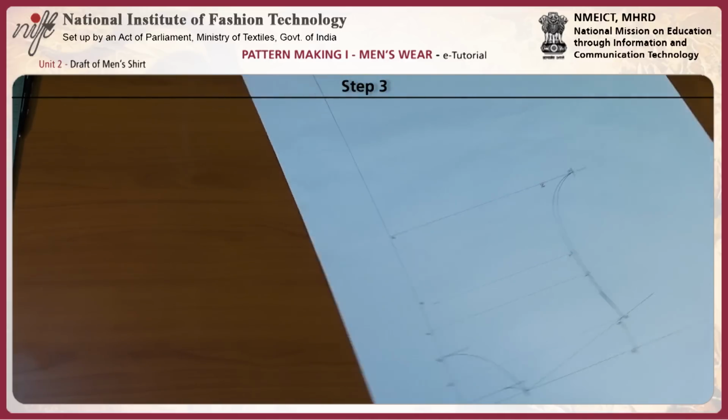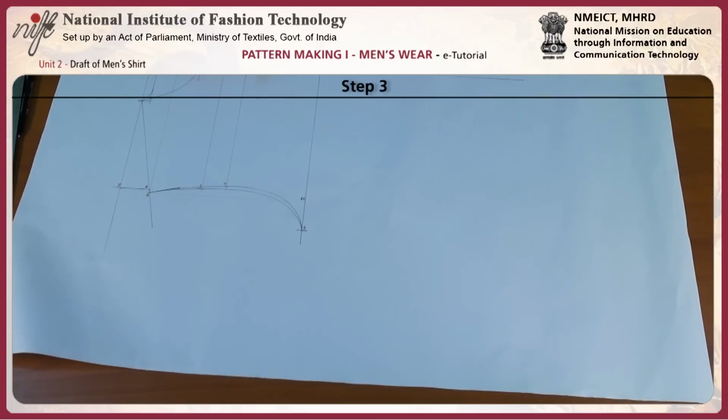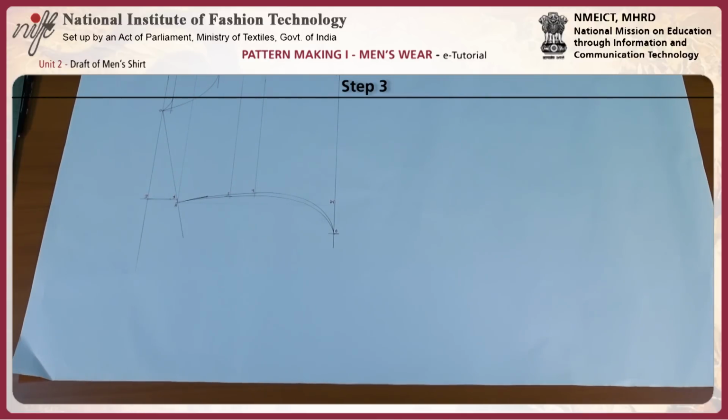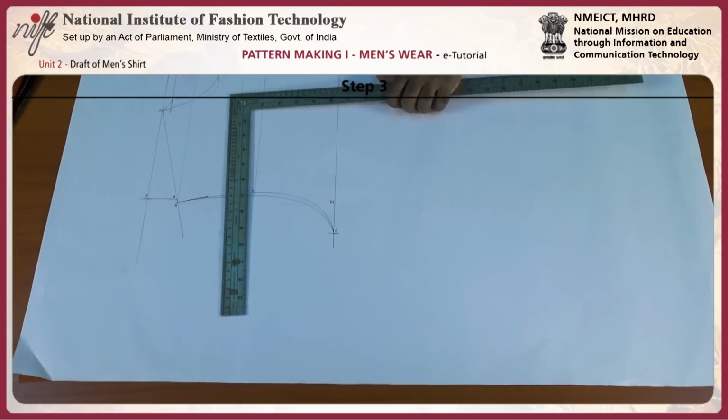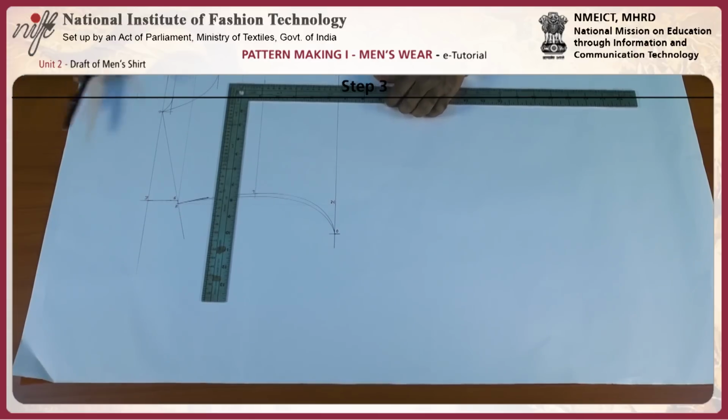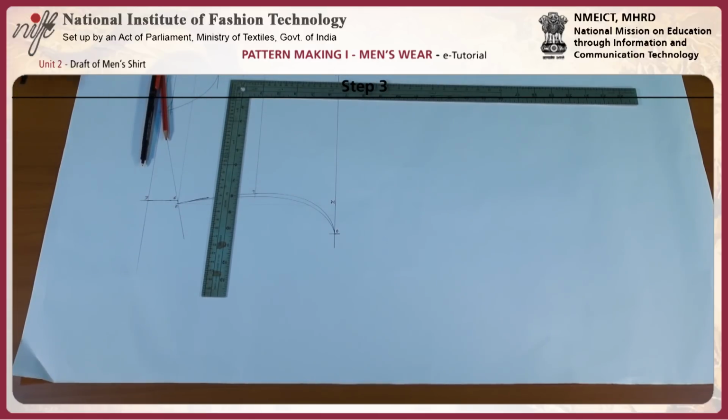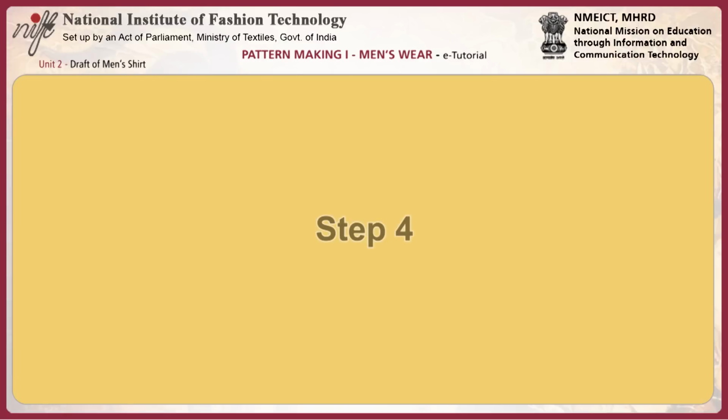With this, I am completing step 3. Now let us continue from step 3 to 4, which comprises the torso level and completes the 60% of the diagram.